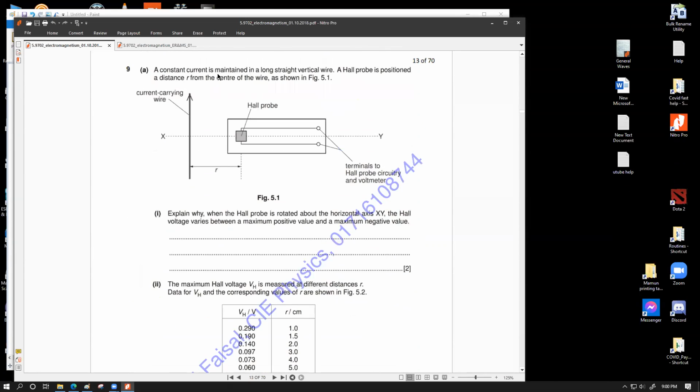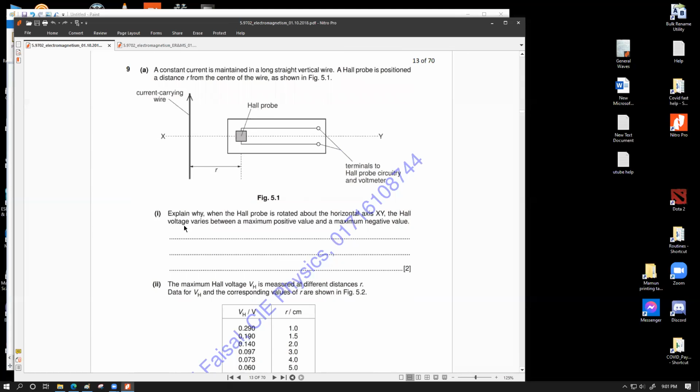A2. A constant current is maintained in a long straight vertical wire. A Hall probe is positioned at distance R from the center of the wire as shown in figure 5.1. So we have constant current over here, so we're going to have a magnetic field over here. The magnetic field should be going into the page by the right hand grip rule. And the Hall probe is currently placed perpendicular to the magnetic field lines.